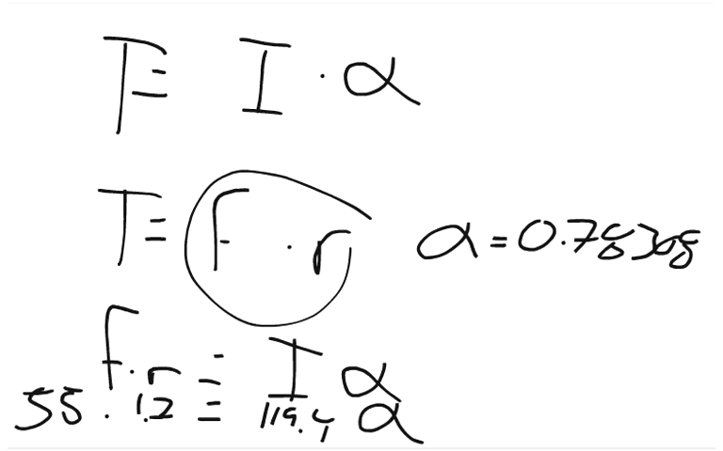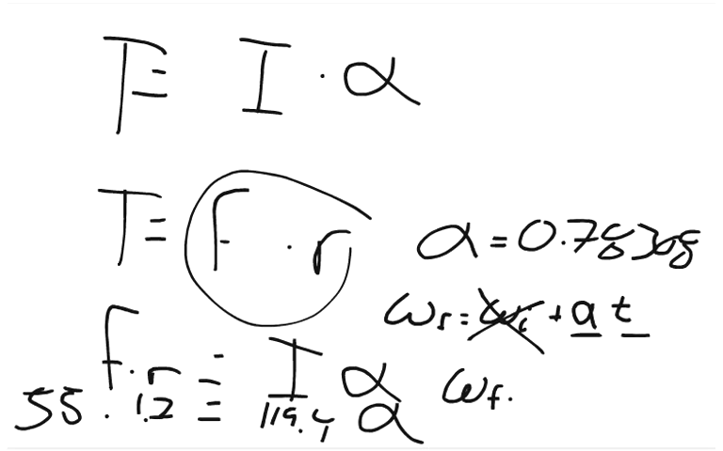And with this, we can go back to the kinematic-like equations for angular speed. The final angular speed equals the initial angular speed plus the angular acceleration times the time. We know that the initial angular speed was 0, so that can be ignored, and we can just take our 0.78308 times 2 seconds. So the final angular speed was equal to 1.566 radians per second.